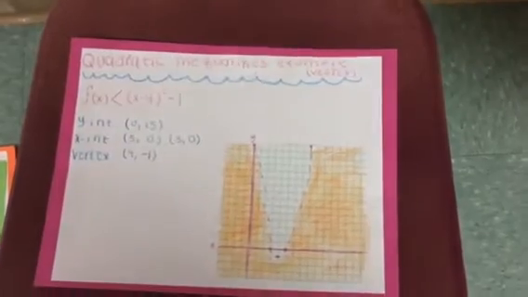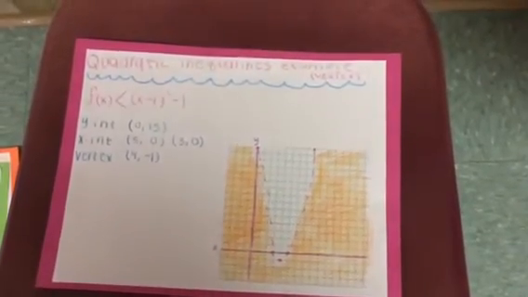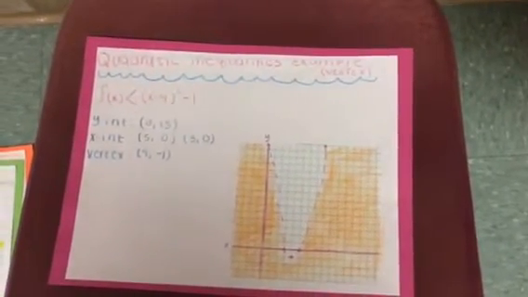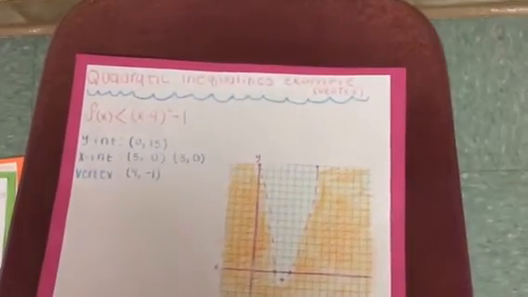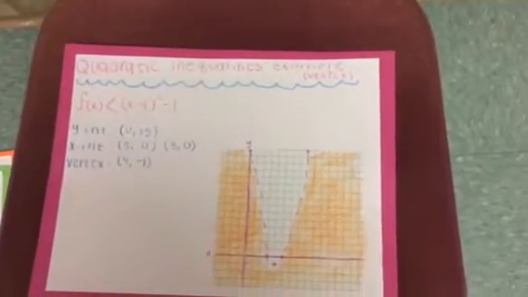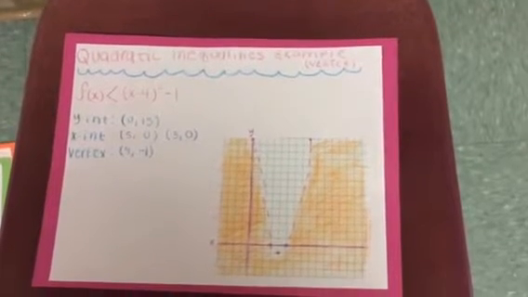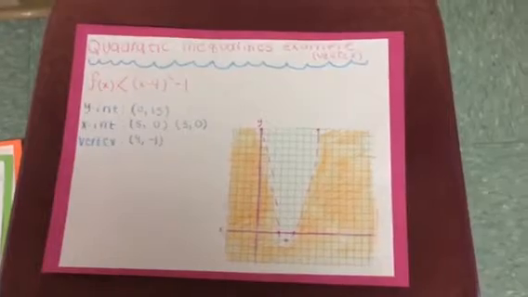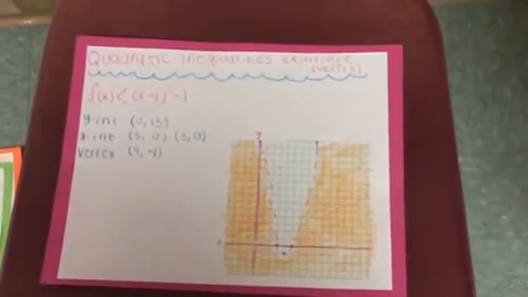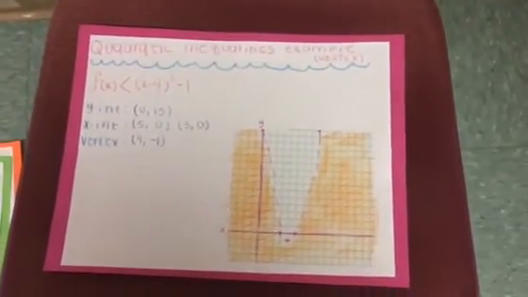Our third example is vertex form. For vertex form, you have to find the vertex by taking the opposite of b, which is negative 4, and c as it is. So the vertex will be (4, -1). Then you plug in 0 into the equation to find the y-intercept. Your work will be shown as 0 minus 4 squared minus 1. We'll get 16 minus 1, and your y-intercept will be (0, 15).